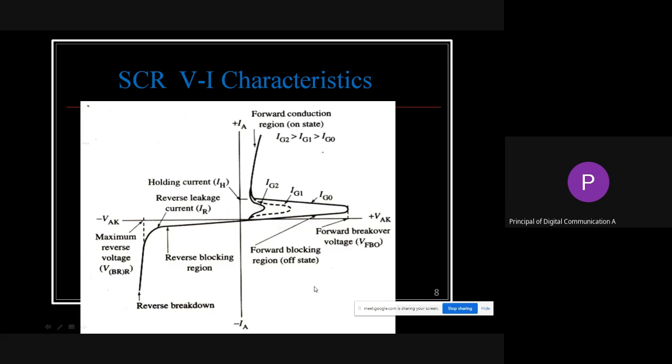So this is where we stopped, that is the VI characteristic. This is very important to understand, the VI characteristic of SCR. Which terminologies are being used over here? So read it once, then we will discuss that.